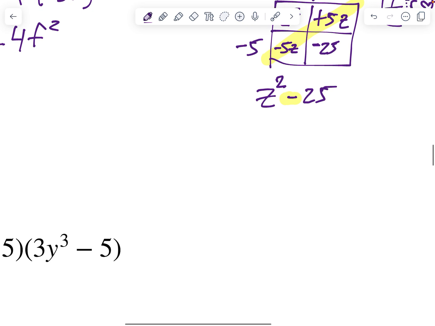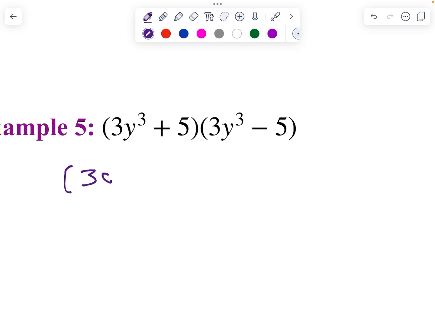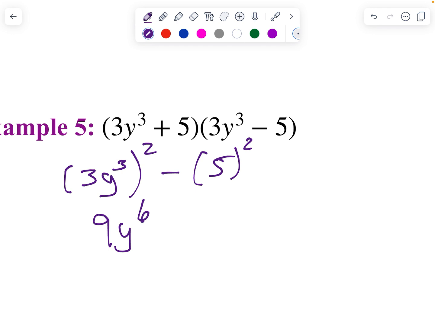Let's try that over on one a little bit harder. So I've got a plus or minus here, so I square my first term, so it'll be 3y cubed squared minus my second term, which is 5 squared. So 3 squared is 9, so I get 9y to the 6 minus 25.